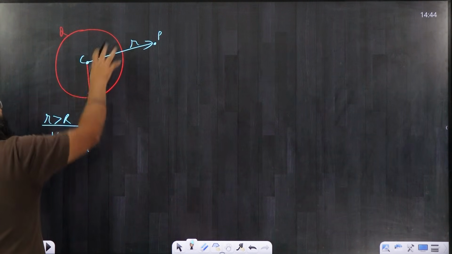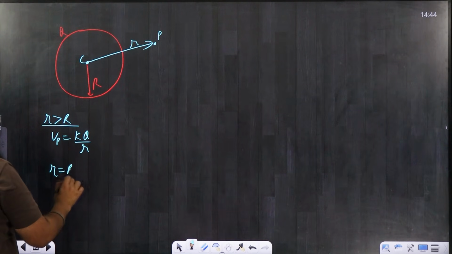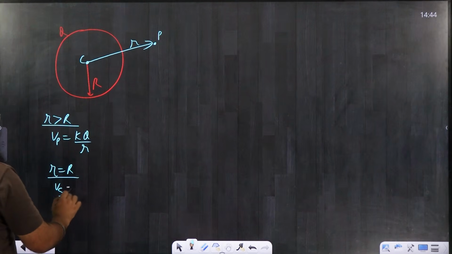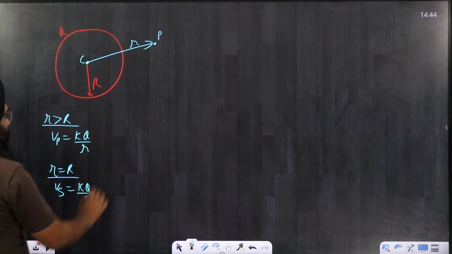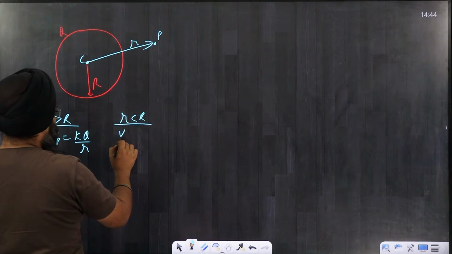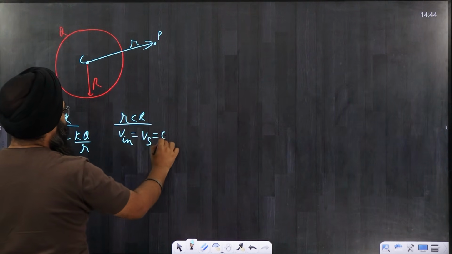That means you can take the entire charge to be concentrated at the center. For small r equal to capital R, it will be the potential at the surface, which equals kq divided by capital R. And for small r less than capital R, the potential at any point inside will be equal to the potential at the surface. It will be a constant value.